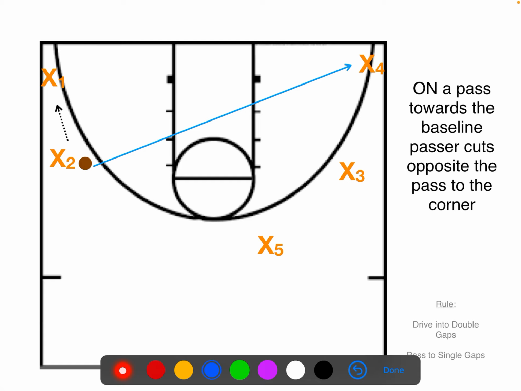Now we would know that if X2 decided to make a downward pass, then we would consider this an away cut as well. He would make an away cut. Any downward pass, any pass towards the baseline triggers some type of cut.